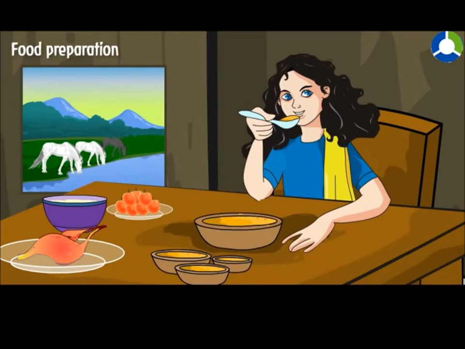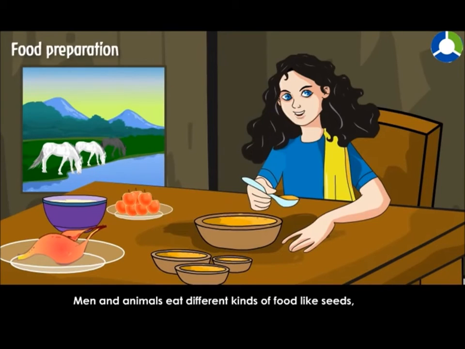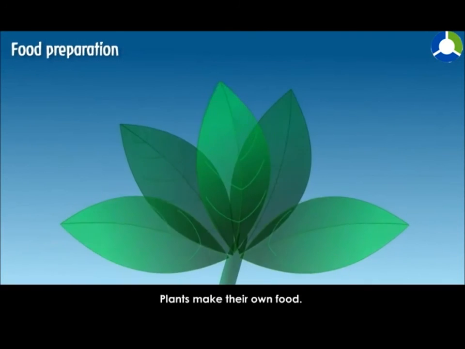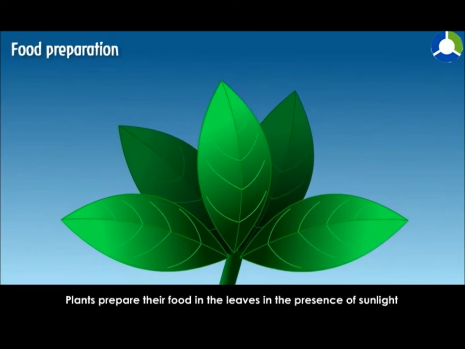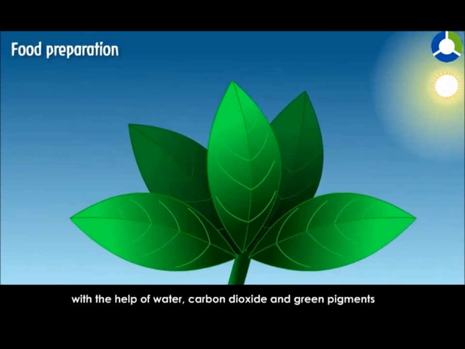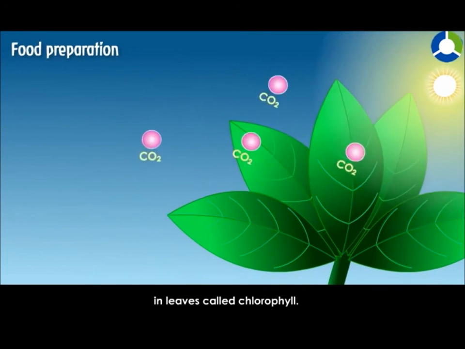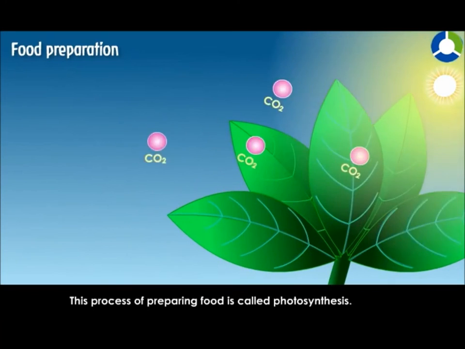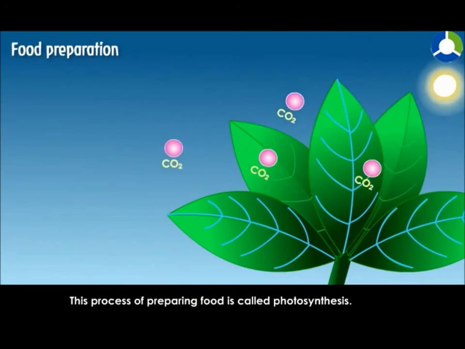Food preparation. All living things need food and water to grow and keep strong. Men and animals eat different kinds of food like seeds, fruits, vegetables and meat. Plants make their own food. Plants prepare their food in the leaves in the presence of sunlight with the help of water, carbon dioxide and green pigments in leaves called chlorophyll. This process of preparing food is called photosynthesis.